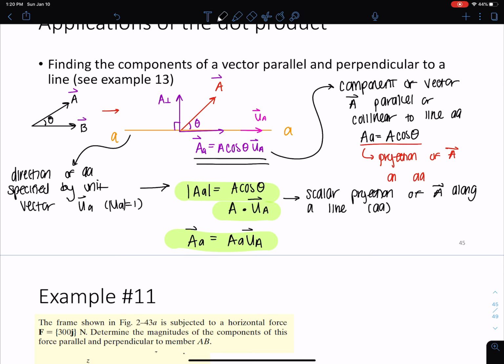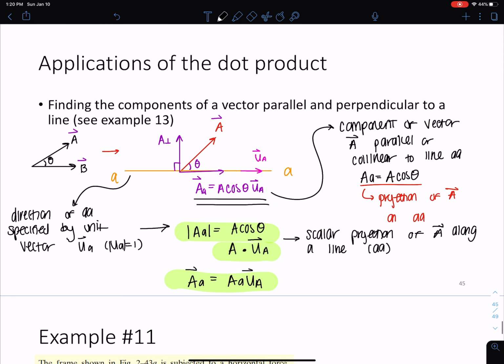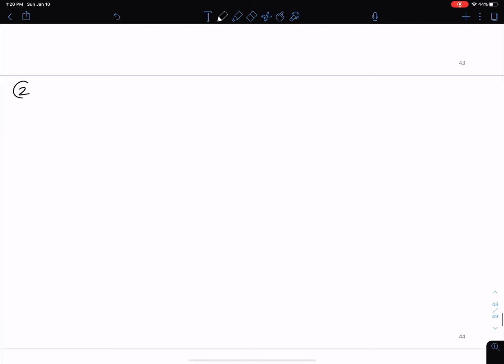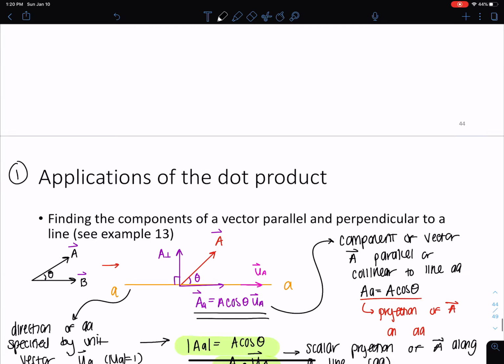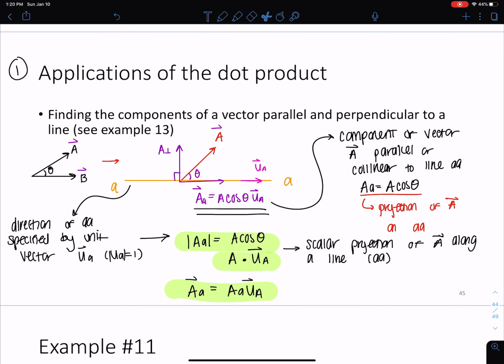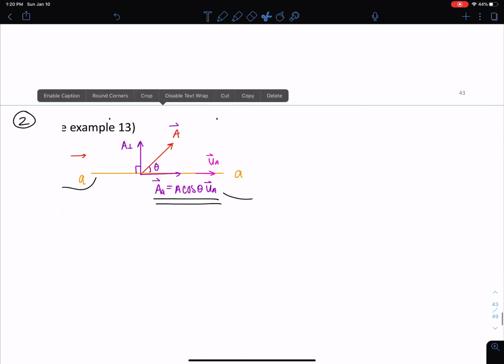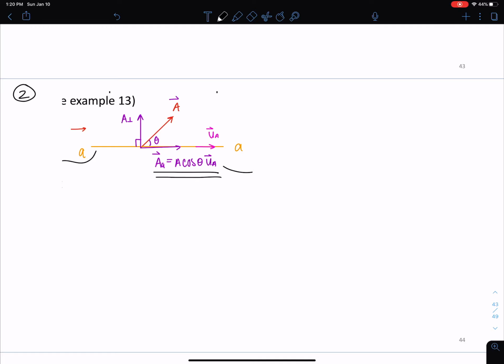Now, this blank page should have been after this. So this is actually part 1. I'm going to move up here to part 2. So sorry for the switch. But now what I want to know, I'm going to copy this image actually. Now what I want to know is, what if I want to find the components of A? So if I want to find, sorry, not components.